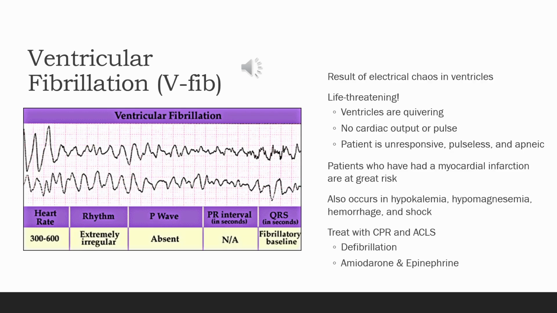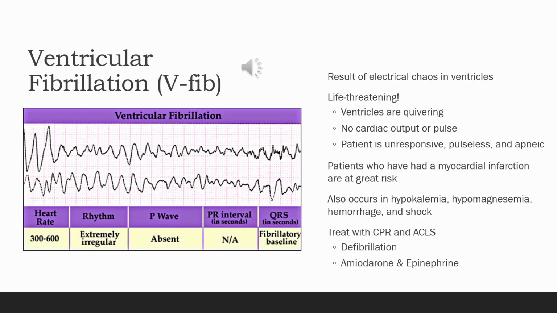So how does this patient present? Well, since there's no cardiac output, the patient's not going to have a pulse. They're going to be unresponsive, and they're going to be apneic, meaning they're not breathing. Without immediate intervention, this rhythm is rapidly fatal, usually within 3 to 5 minutes.